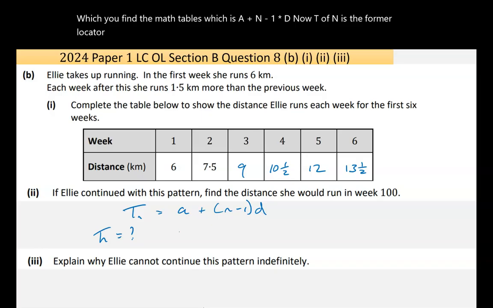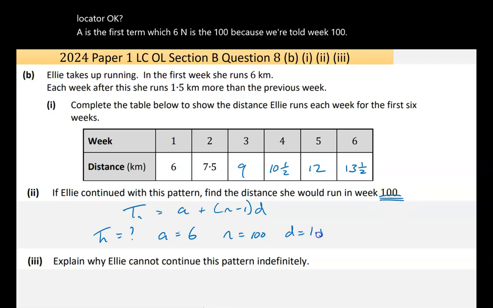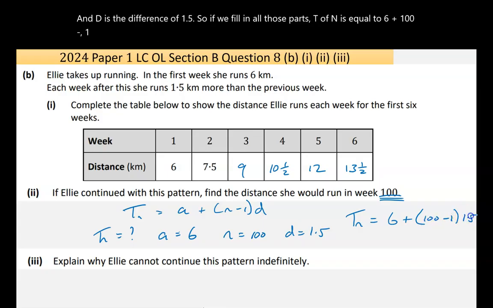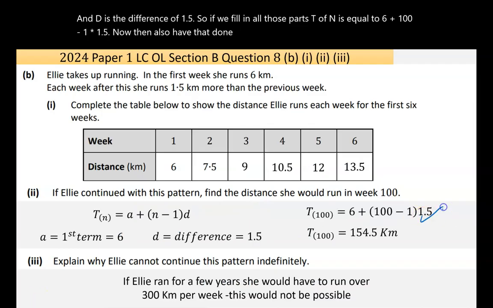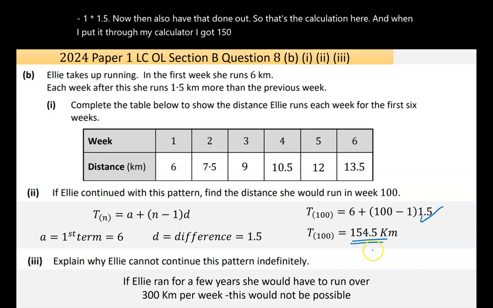Okay. A is the first term, which is 6. N is 100, because we're told week 100. And d is the difference of 1.5. So if we fill in all those parts, T of n is equal to 6 plus 100 minus 1 times 1.5. Now in the notes I have that done out. So that's the calculation here. And when I put it through my calculator, I got 154.5 kilometers, which seems fine.